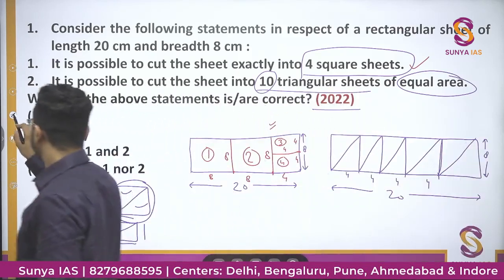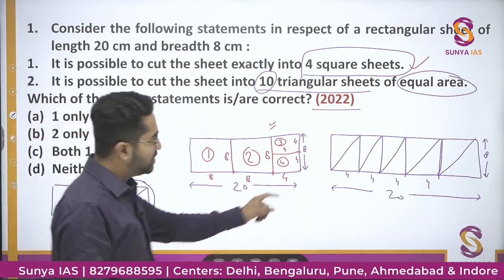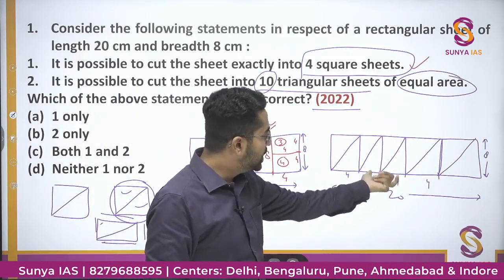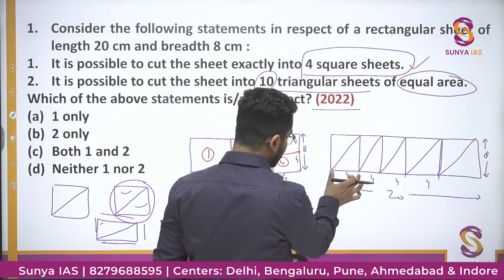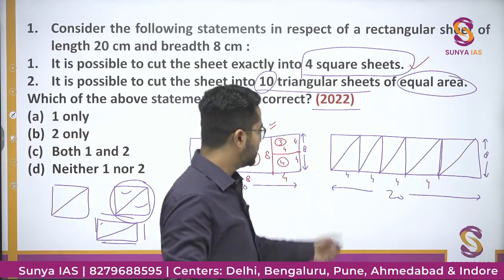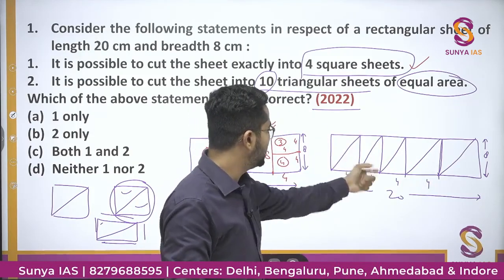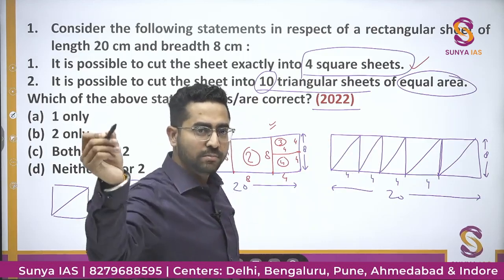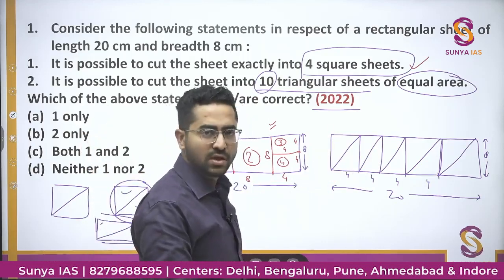Now you can see every triangle has equal area, because this length and this height, this length, this height, or breadth, length, breadth, length, breadth, length, breadth, everything is the same. So the formula of a triangle, half length into breadth, is given.